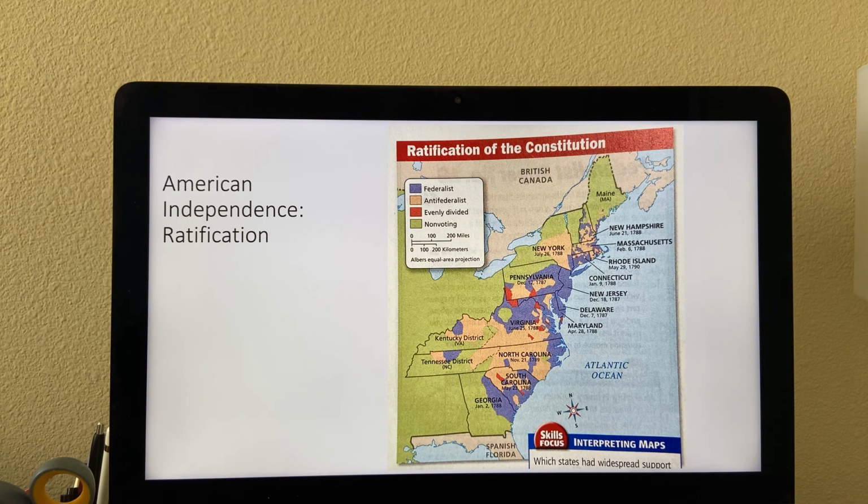Somebody in one of my classes in person suggested that it was federalist in places where there were a lot of cities, and he was correct. Places where the large cities were aplenty were federalist. So it's interesting to take a look at that and to see when they were ratified.